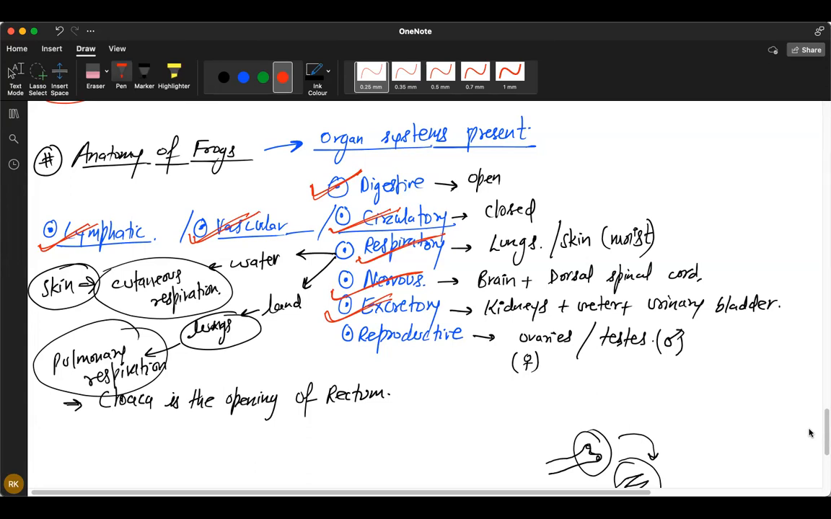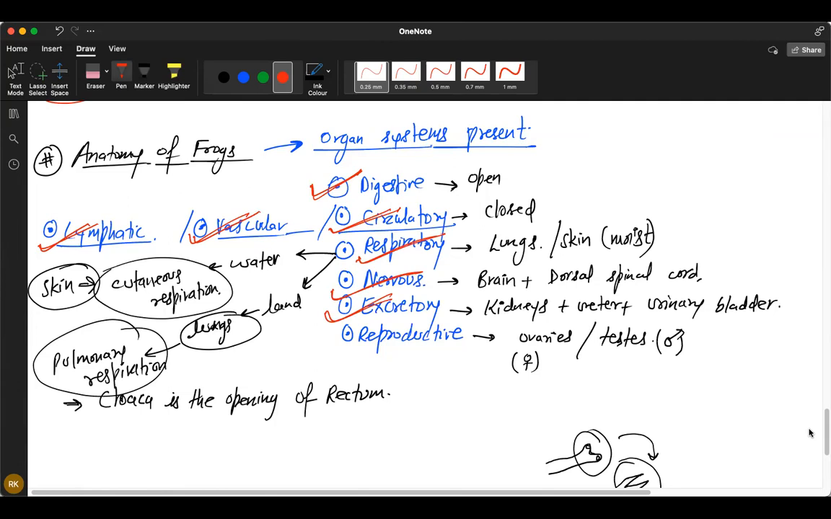And about the female, let's come to the female reproductive system. So write down, just like humans, female frogs have a pair of ovaries. And again, in females also, these ovaries are present near the kidneys. And this is the similarity. They also have a pair of oviducts. So the oviduct in humans is called the fallopian tube. In frogs, it's just called oviducts.